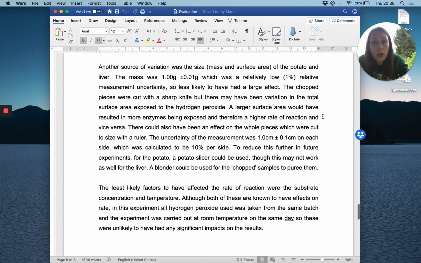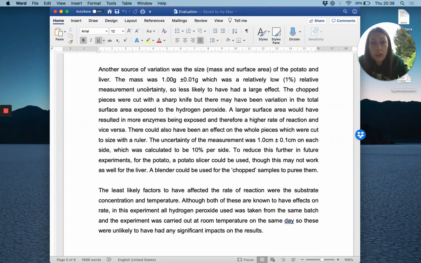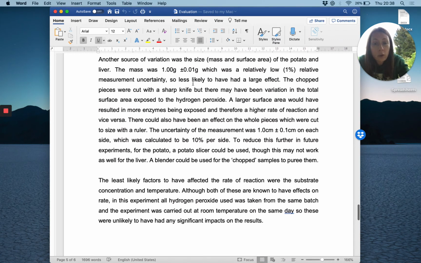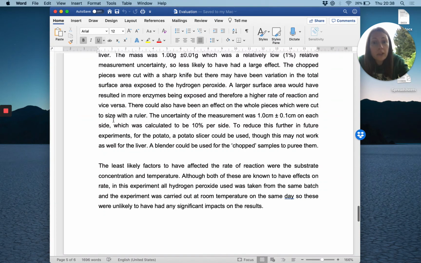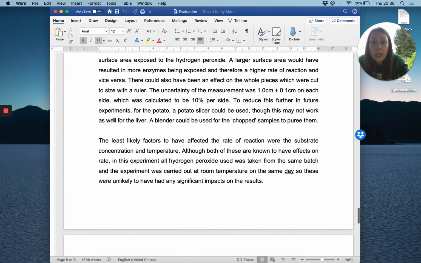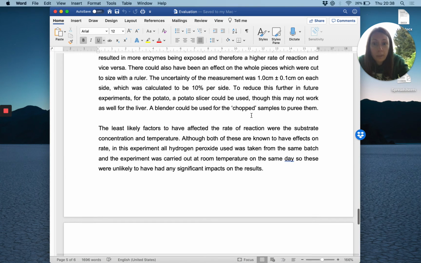Okay, so I've identified a potential weakness. I've evaluated how likely this is to have affected the results. I've used evidence to back up my reasoning. I've explained how this could have affected the results. And then I've suggested realistic improvements in order to reduce this in future. Okay.